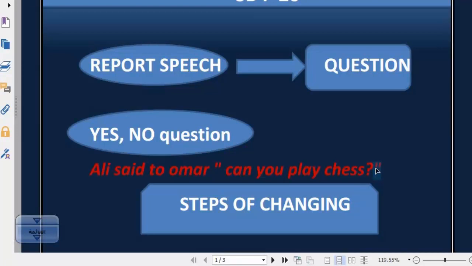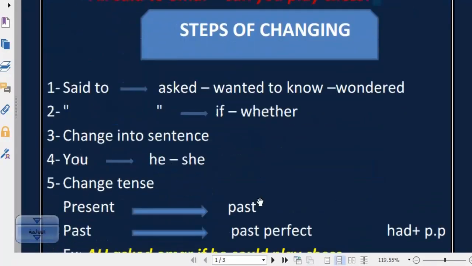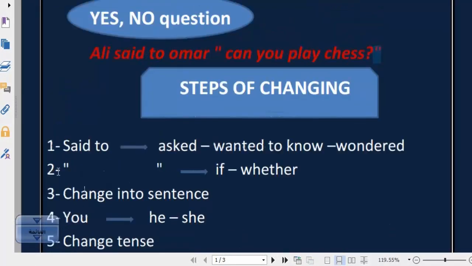How can I change direct questions to indirect questions? For the change, we have 5 steps. You have to memorize all of them very well. First one, we change said to asked or wanted to know or wondered.